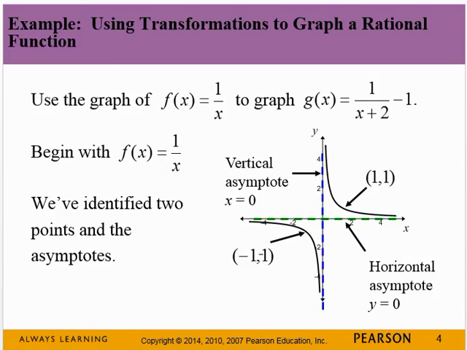Alright, so an example using transformations to graph a rational function. Use the graph f of x equals 1 over x to graph g of x equals 1 over x plus 2, minus 1. So let's begin with f of x equals 1 over x. You have a vertical asymptote and a horizontal asymptote. It is graphed on here for you. You've identified 2 points and the asymptotes.